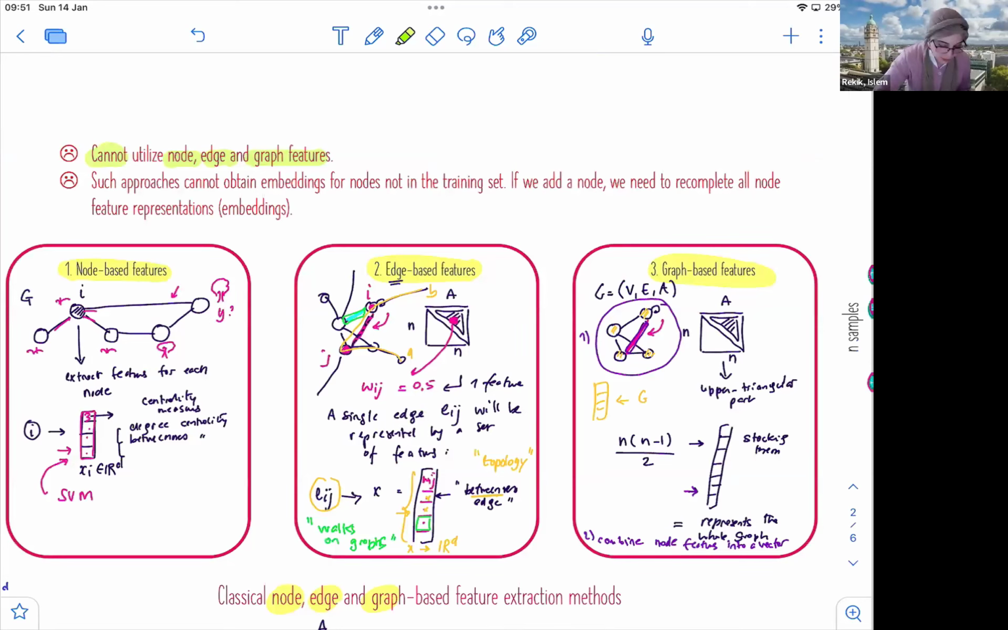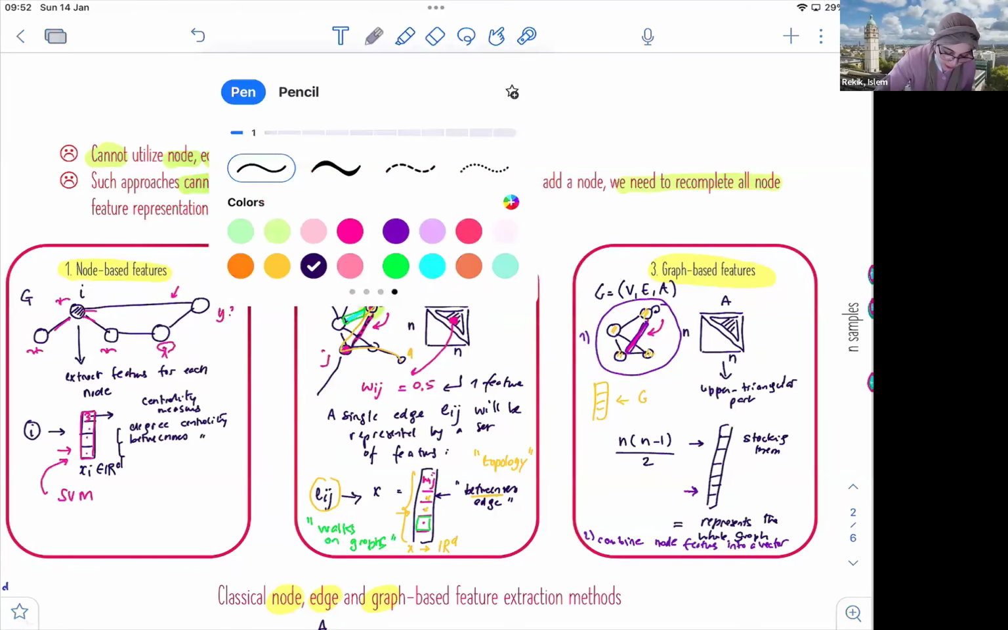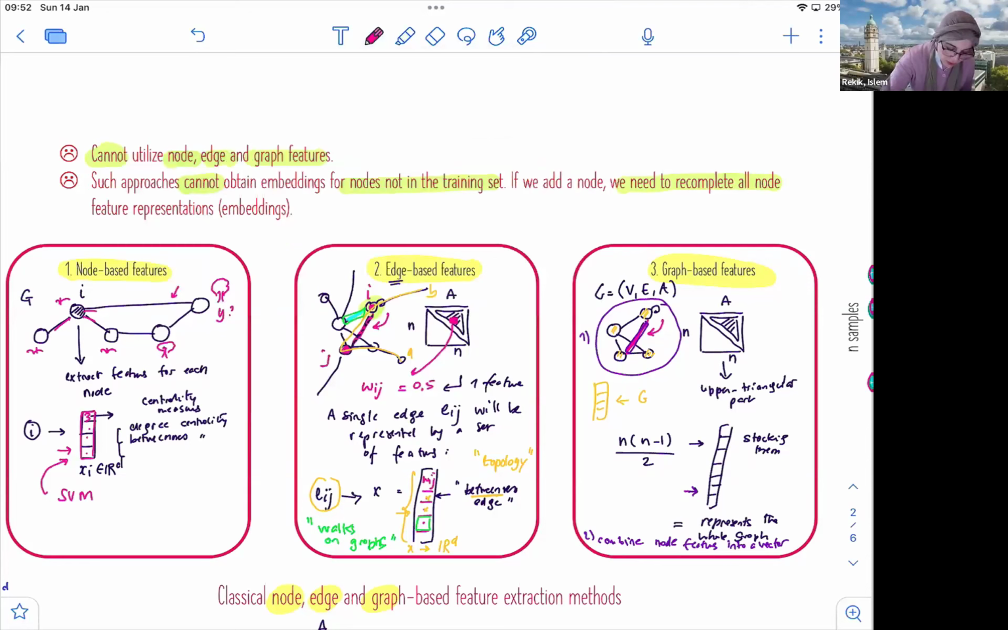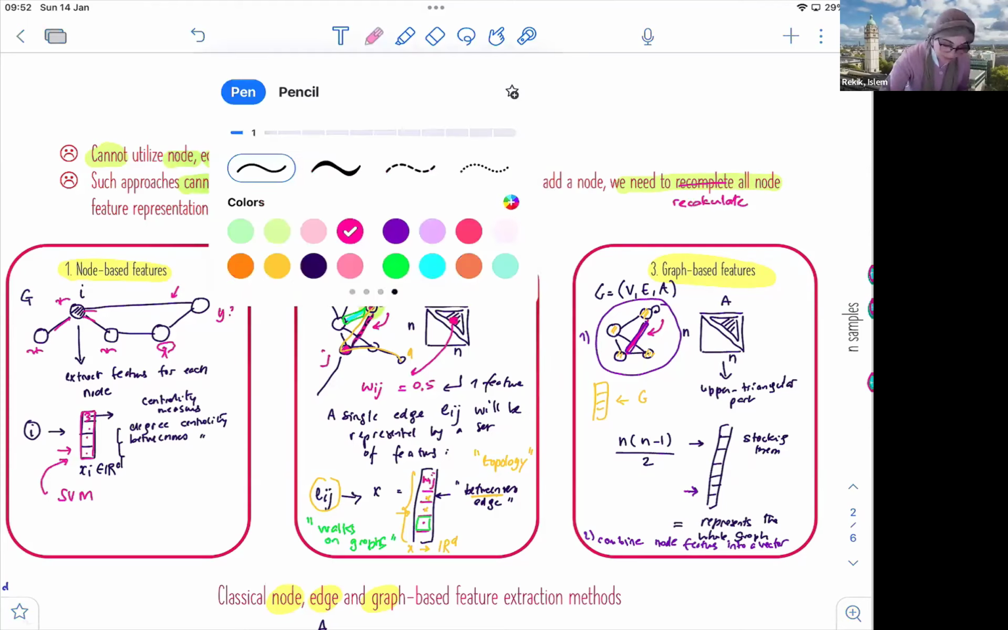So these are basic graph theory analysis methods, and these approaches cannot obtain embeddings for nodes not in the training set, okay? So here we cannot get embeddings. We cannot learn how to represent a node in a lower dimensional space. So if we add, for example, a node, we need to recalculate. So there's a typo here. We need to recalculate all node feature representations. If we recalculate all node feature representations, that wouldn't be efficient, okay?